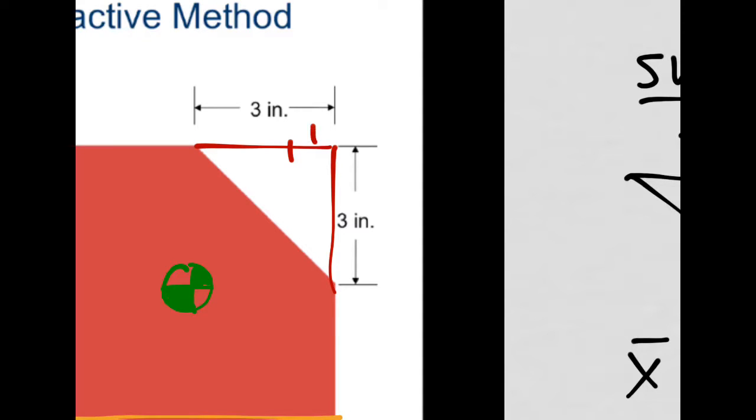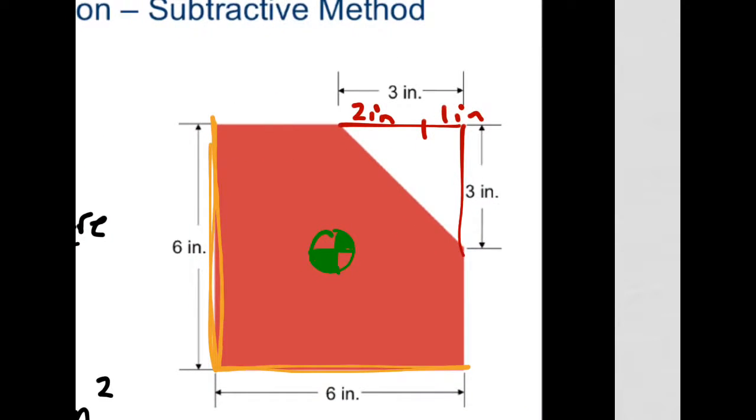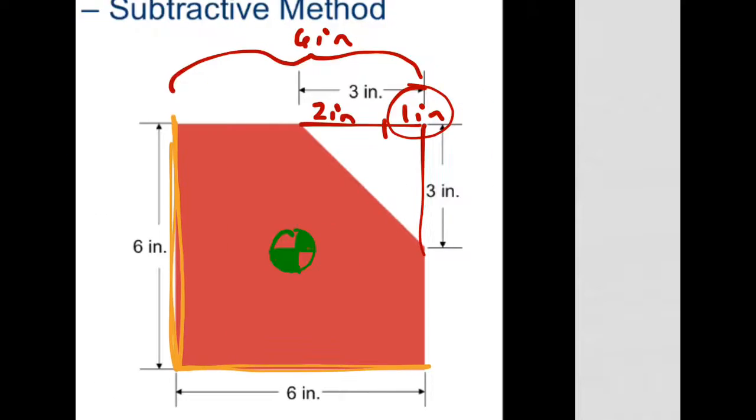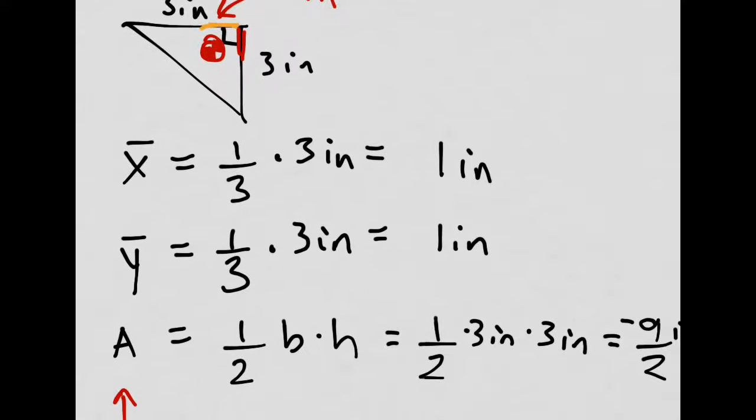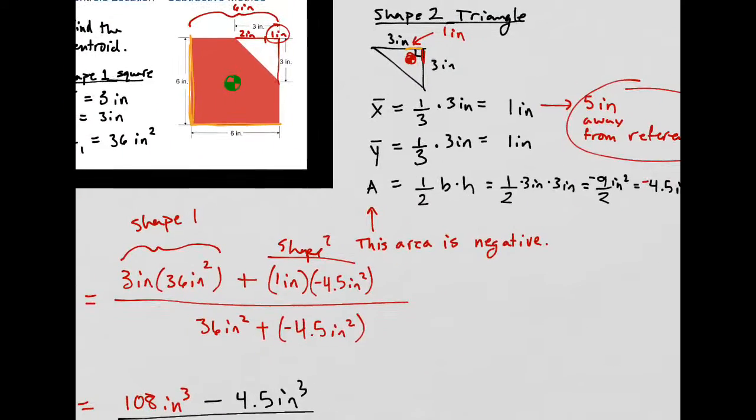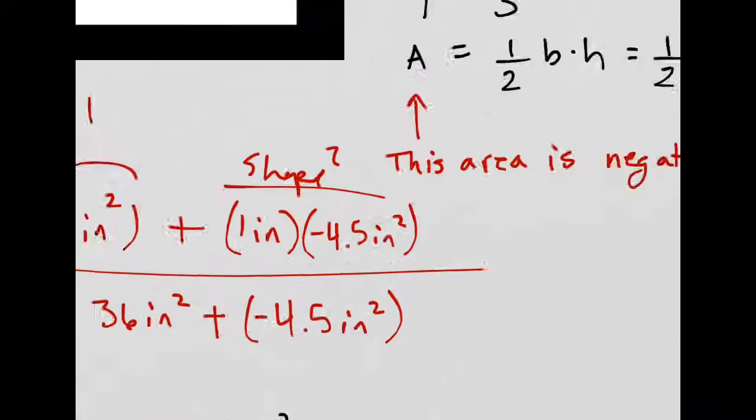So if this is 1 inch, then that means this is 2 inches, right? And this entire thing is 6 inches. So if we're taking out this 1 inch, the distance away from the reference axis would be 5 inches. So that's way different. That's absolutely way different. So this X bar is actually 5 inches. So that screws up some things. That means this changes to a 4.5.